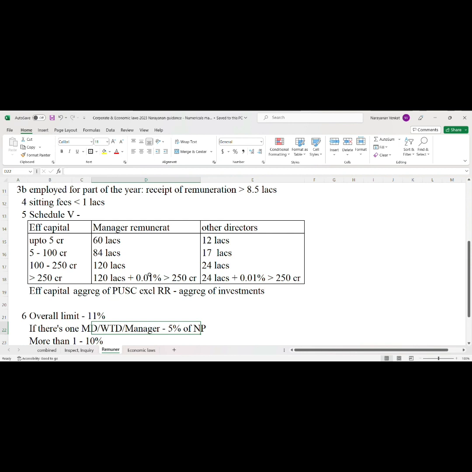This is the managerial remuneration threshold, beyond which the special resolution and other approvals are required as per Sections 197 and 198. What is meant by effective capital is the aggregate of paid up share capital excluding revaluation reserve. Keep this in mind. Then less aggregate of investments and after giving effect to preliminary expenses. In case of other directors, the threshold is 12 lakhs. Then if it's between 5 to 100 crores, I repeat, 5 to 100 crores, you increase the 12 by 5, so that will become 17. Then for the third slab, for example, if the company's effective capital comes to 198 crores, then other directors can draw remuneration up to 24 lakhs. And lastly, it's 24 lakhs plus 0.01% exceeding 250 crores.